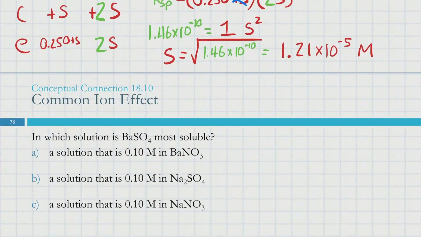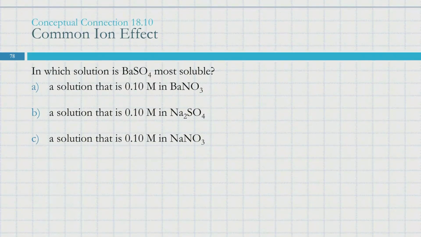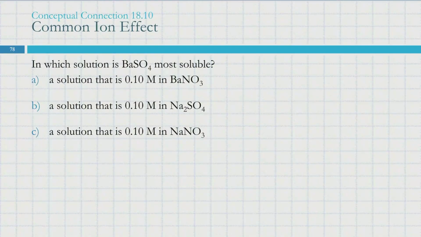All right, we'll stop there. Actually, no, let's stop here after this one because this is not a calculation problem. In which solution is barium sulfate most soluble? A solution that is 0.1 molar barium nitrate, a solution that's 0.1 molar sodium sulfate, a solution that's 0.1 molar sodium nitrate. A, B, or C? It's going to be C.